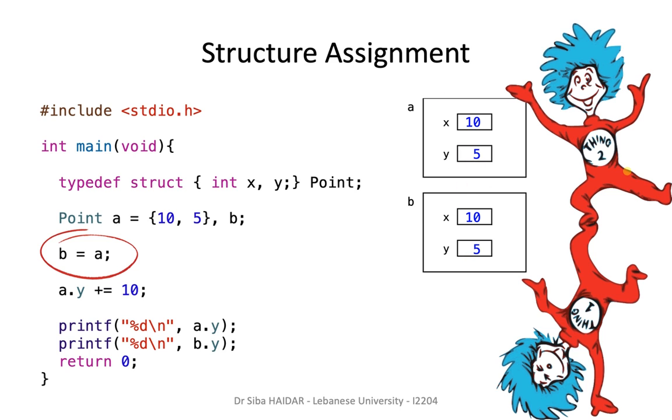To make sure that b and a are independent in the memory, I will try to change the y field of a and see whether it will reflect into b. So a.y plus equal 10, you can see that a.y is now 15 instead of 5. However, b.y is still 5. If you don't believe me, you can print both values and you will get 15, 5.